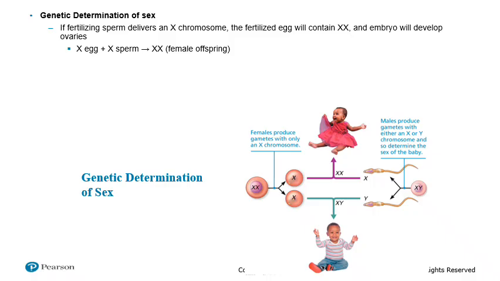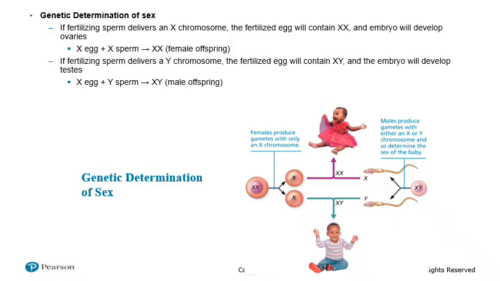So, if a fertilizing sperm delivers an X chromosome, where's the sperm right here? There. If it delivers an X chromosome to the egg and fertilizes the egg, now the resulting fetus is going to have an XX sex chromosome, and that's going to be a female. If the fertilizing sperm delivers a Y chromosome and the egg has an X, now your resulting fetus is going to be an XY, or a male, a baby boy.